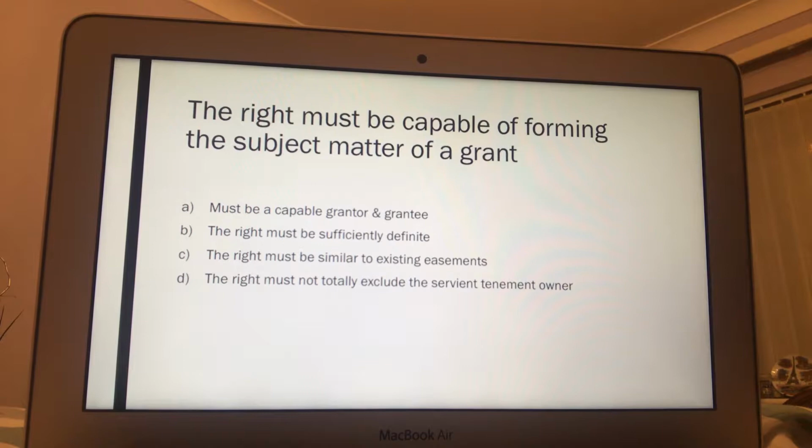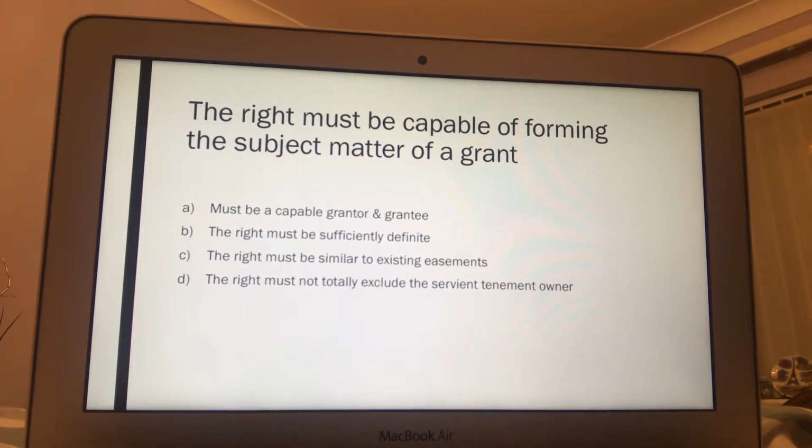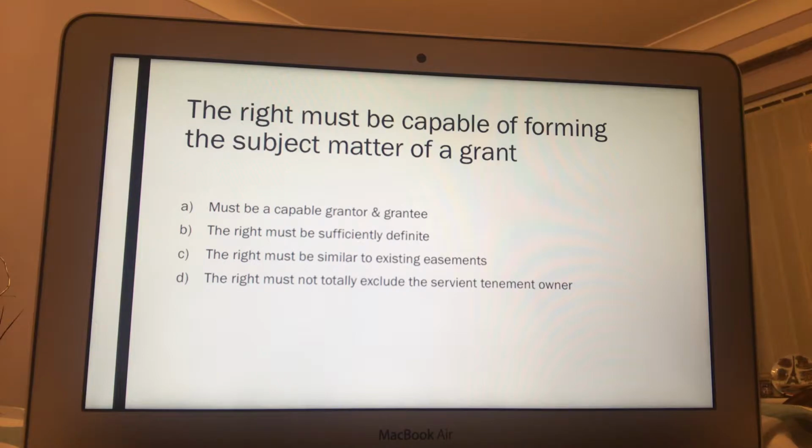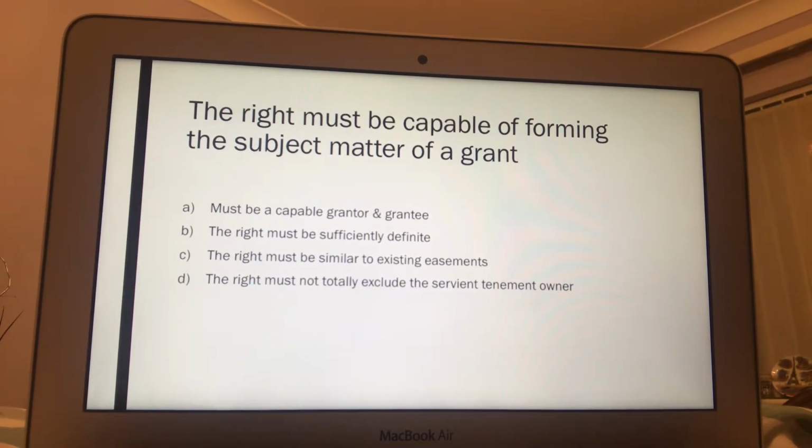The final criteria also has sub-criteria that need to be satisfied. A. There must be a capable grantor and grantee. B. The right must be sufficiently definite. C. The right must be similar to existing easements. And D. The right must not totally exclude the servient tenement owner.